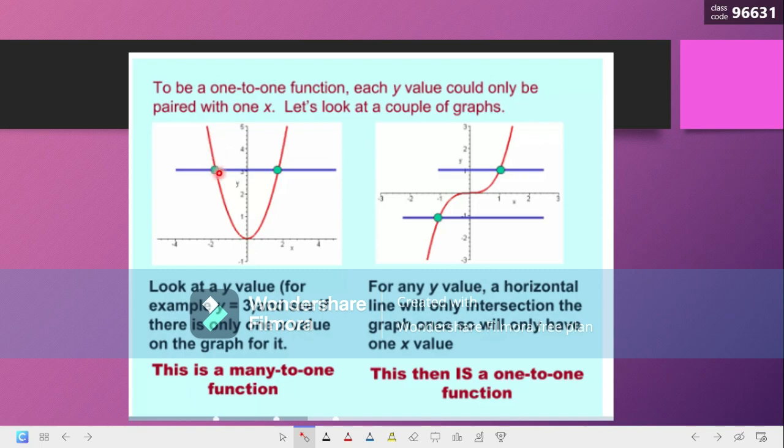So as you've noticed, for the value, the y value repeats. So this is not one-to-one. Here, for any y value, a horizontal line will only intersect the graph once, so it will only have one x value. Therefore, this is a one-to-one function.